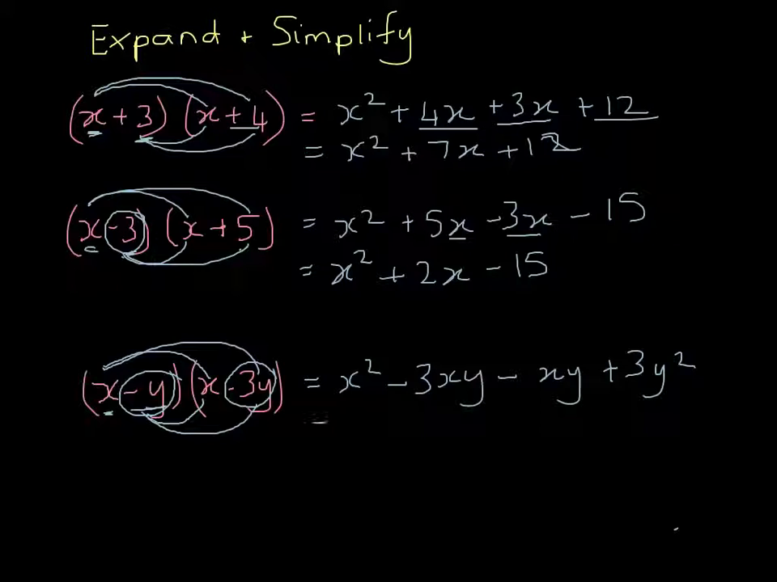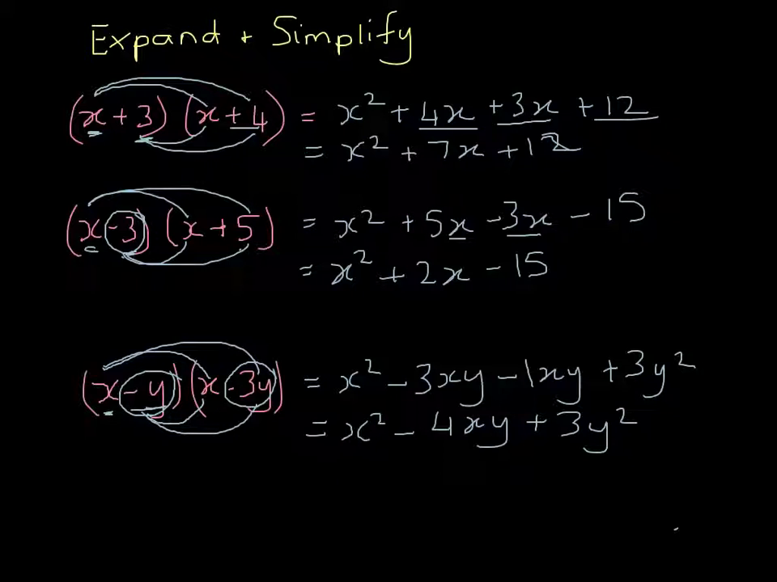So we can simplify this. We've only got one x squared by itself. We've got minus 3xy minus 1xy. So negative 3 minus 1 is negative 4xy, and on the end plus 3y squared.